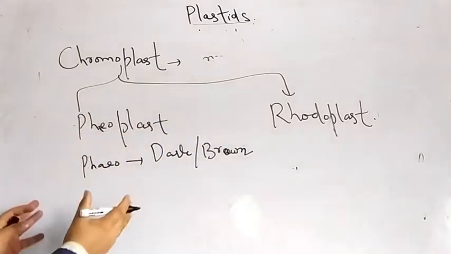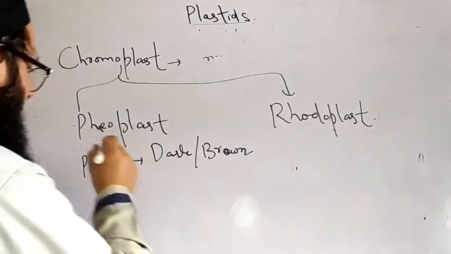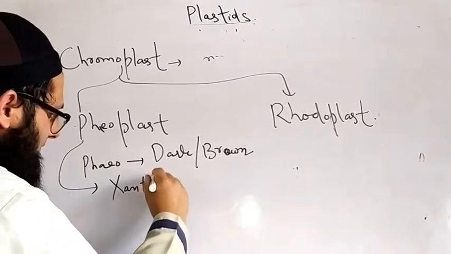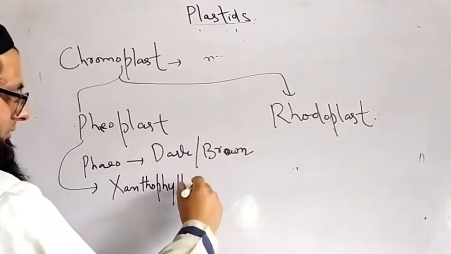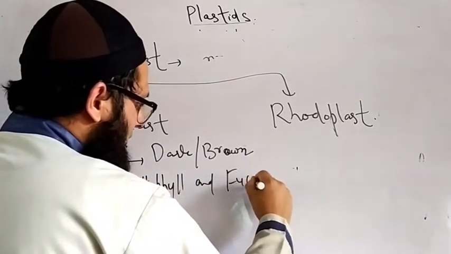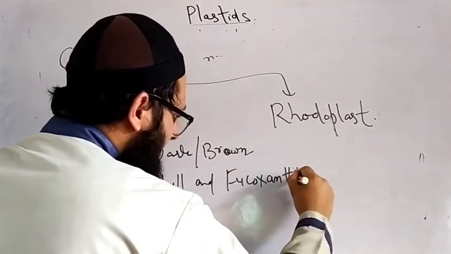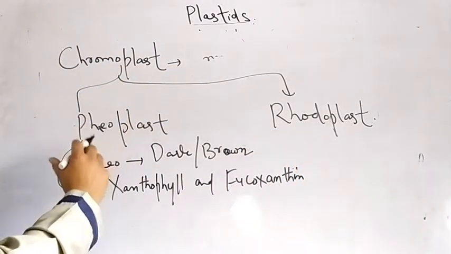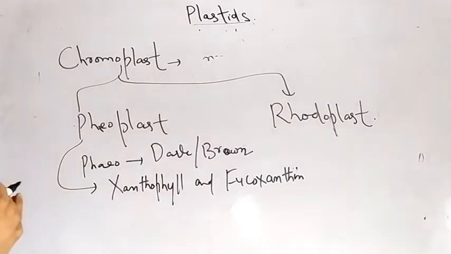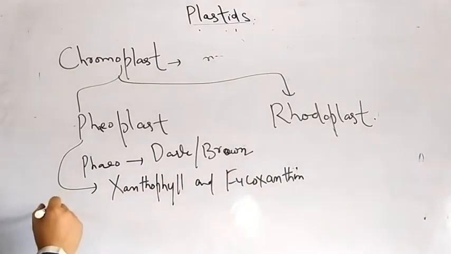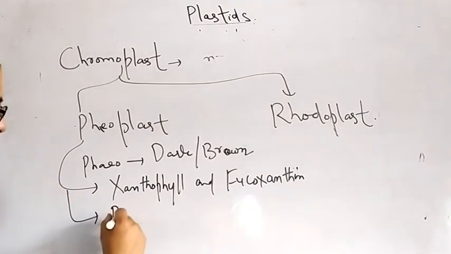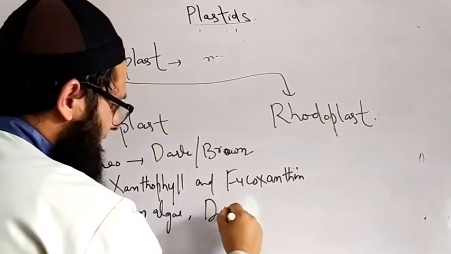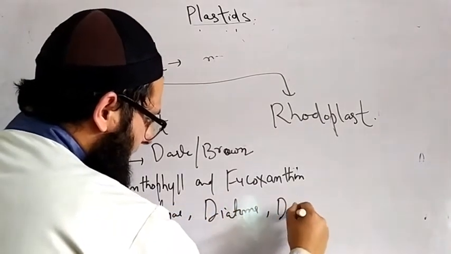So these are those chromoplasts which contain brown pigment. They contain the brown pigments that are called xanthophyll and fucoxanthin. That's why we call them pheoplast. Pheoplast containing the brown pigments, xanthophyll and fucoxanthin. Where are they present? They are present in brown algae. They are present in diatoms and dinoflagellates.